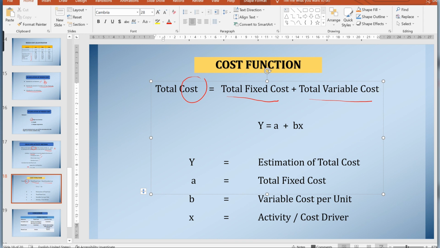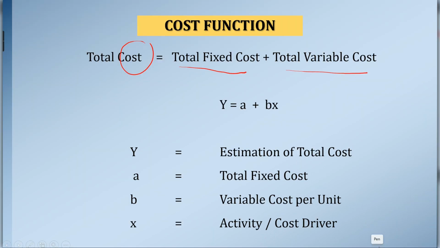Alright, so now kita dah tahu total cost equals to total fixed cost plus total variable cost. So it is y equals to a plus bx. Okay, so what is y, a, b and x? Okay, y dekat sini is actually the estimation of total cost. So we are supposed to calculate the estimation of total cost.